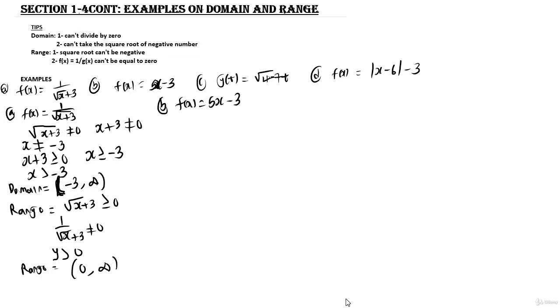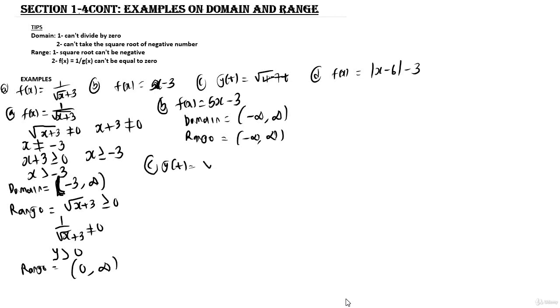So the domain is going to be from negative infinity to infinity. Also for the range is going to be from negative infinity to infinity. So we can put in any real number from negative infinity to infinity. So let's take a look at the third one.